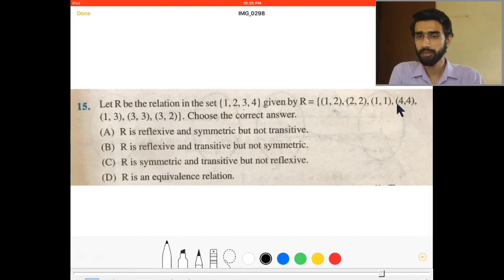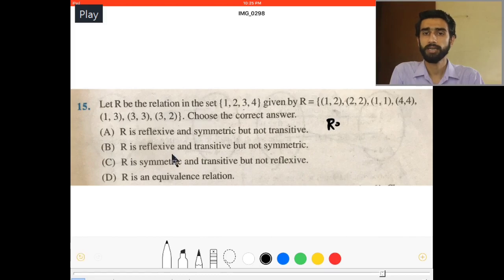This is the set and the relation. Option one: R is reflexive, symmetric but not transitive. Second: R is reflexive, transitive but not symmetric. Third: R is symmetric, transitive but not reflexive. And fourth: R is an equivalence relation, which means it is symmetric, reflexive and transitive.